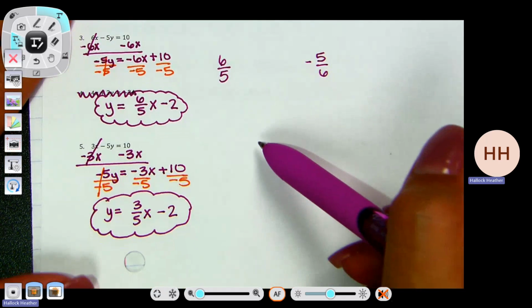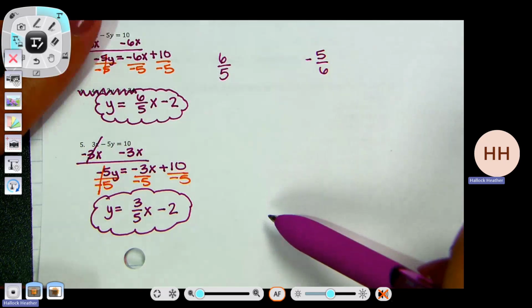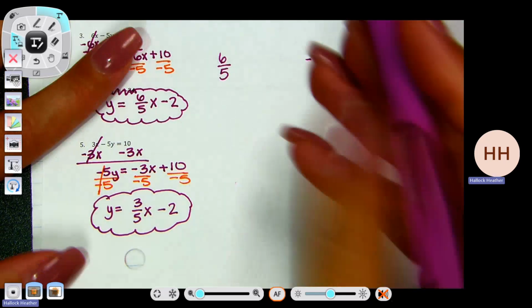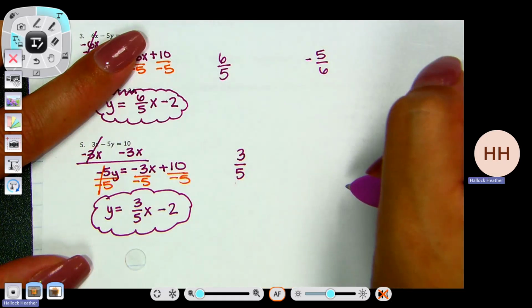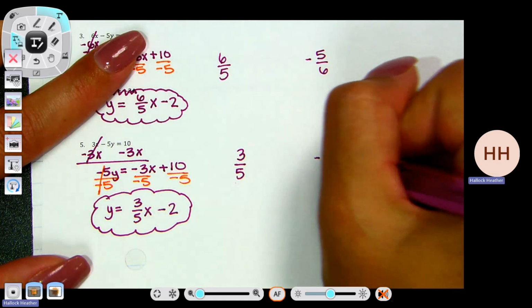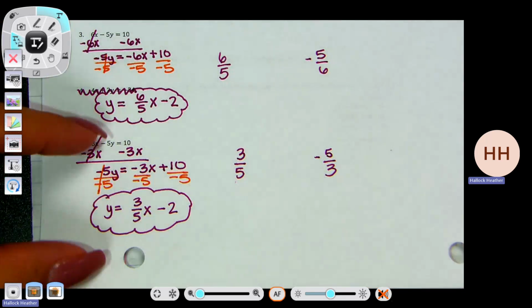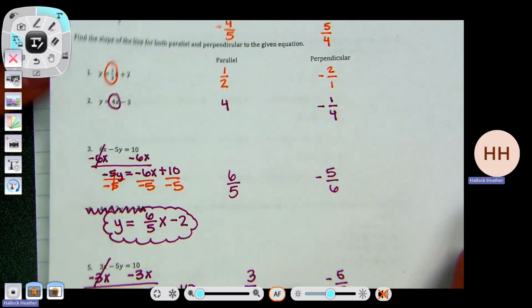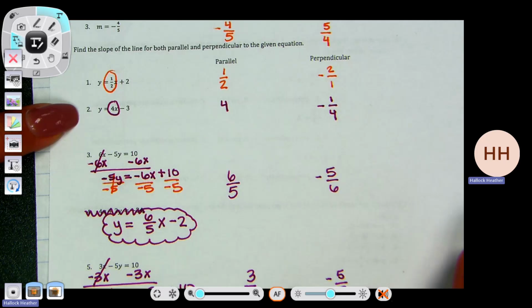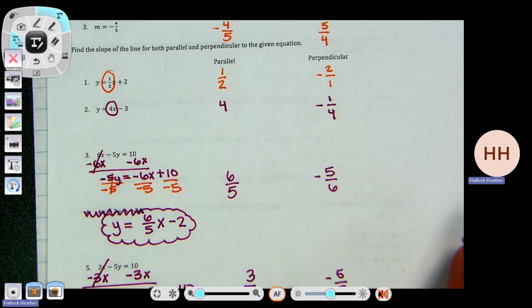So if I want the parallel slope to this equation, what's the parallel slope? The same thing, 3/5. What's the perpendicular slope? Negative 5/3. That is the only thing we are adding. Every single problem today, we are going to have to rearrange because it was not in slope-intercept form. All of Friday's were in slope-intercept form. Today, we have an extra step. We have to rearrange it, and then it's literally the same thing as Friday.